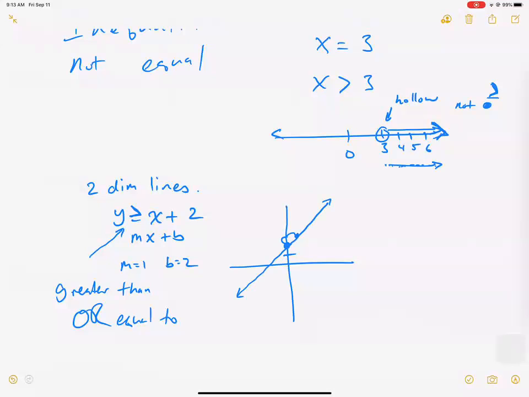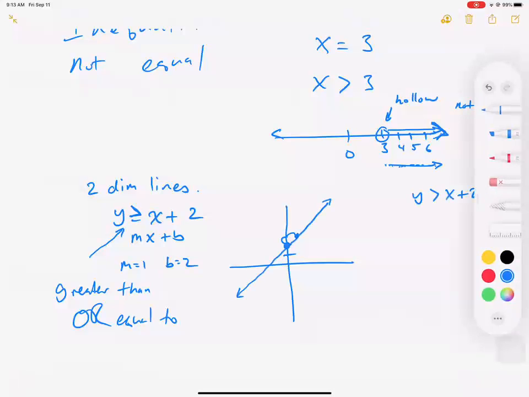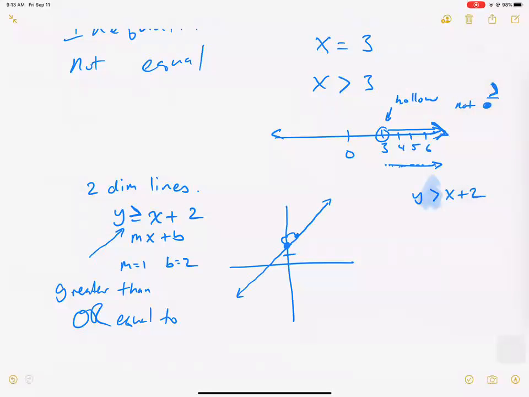How would this change if this symbol was drawn this way? Y is greater than x plus 2. So take a look here. There is no greater than or equal symbol there. There's no line underneath. So how would this graph be reflected? This would be almost the same graph. Up 1, 2. The slope is 1, so rise over run, 1 over 1. But we're going to draw a dotted line instead, because we are not allowed to touch the line.